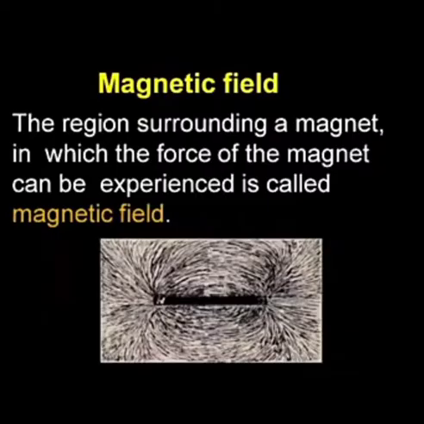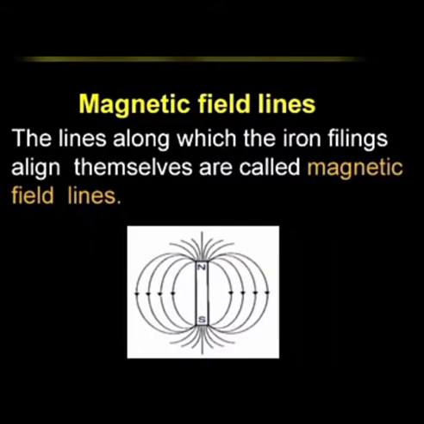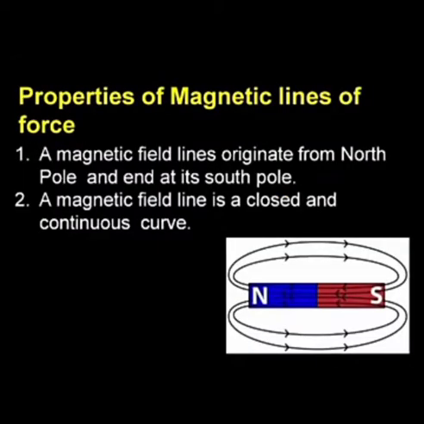What is a magnetic field? A magnetic field is a region surrounding a magnet in which the force of the magnet can be experienced. And what are magnetic field lines? The lines along which iron filings align themselves are called magnetic field lines.